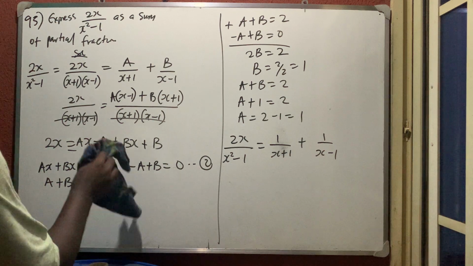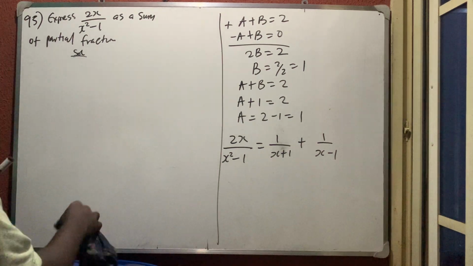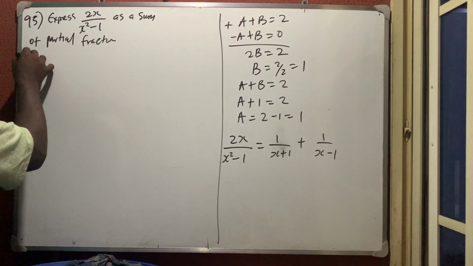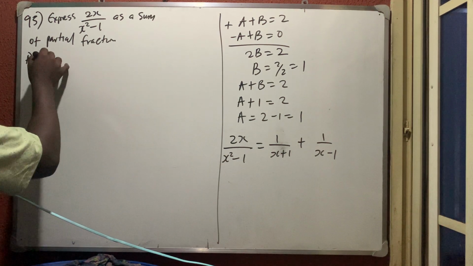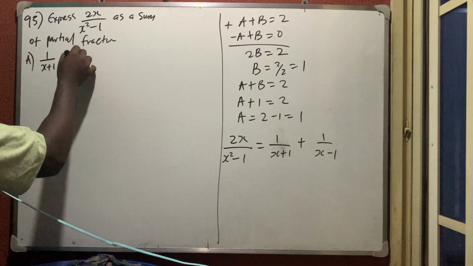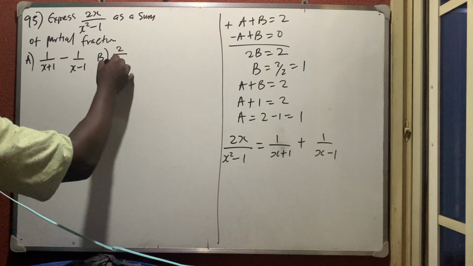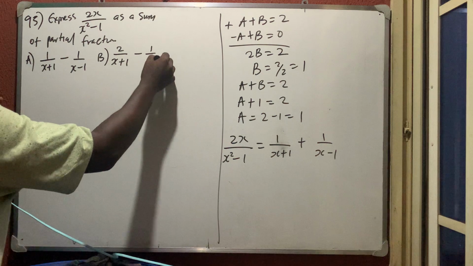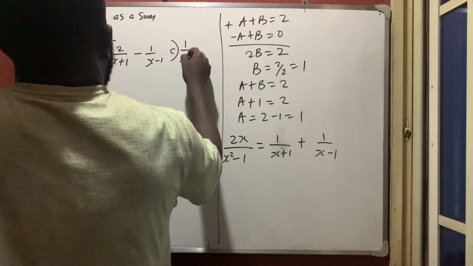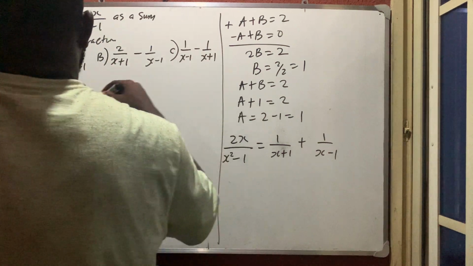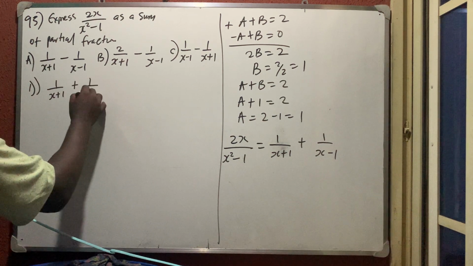Okay, but this is too long. Let me show you the shortcut. Let me write the options. From the options we can get the answer. They gave me option A. Option A is simply 1 over x plus 1 minus 1 over x minus 1. Option B said 2 over x plus 1 minus 1 over x minus 1. Option C said 1 over x minus 1 minus 1 over x plus 1. Option D said 1 over x plus 1 plus 1 over x minus 1.